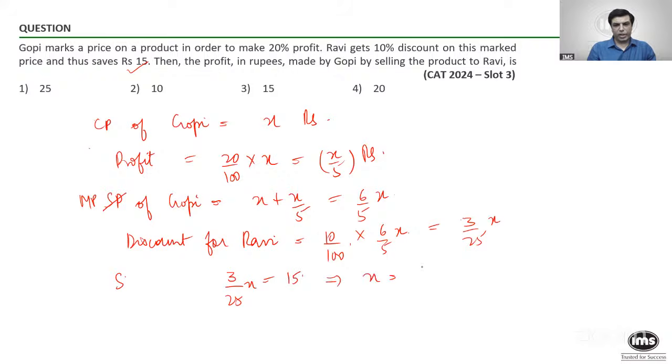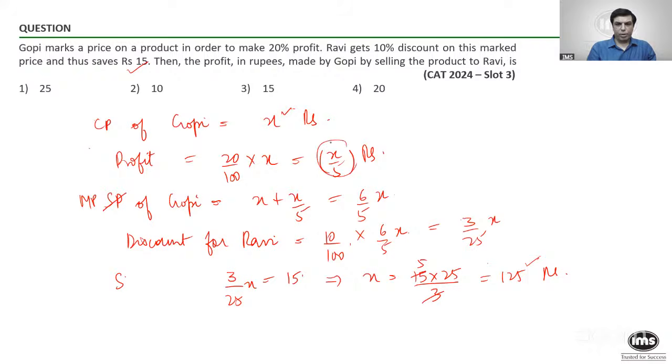Then how much is x? Let's cross multiply. 15 into 25 upon 3. And that is nothing but 125 rupees. Okay, we don't see this in the options. Why? Because this is not the answer. This is the cost price of Gopi. What do I need to find? I need to find the profit made by Gopi.